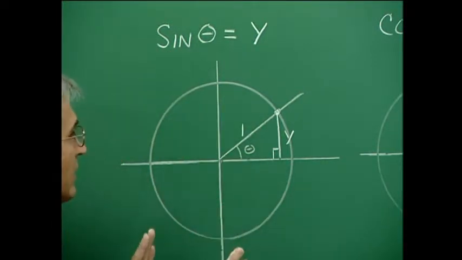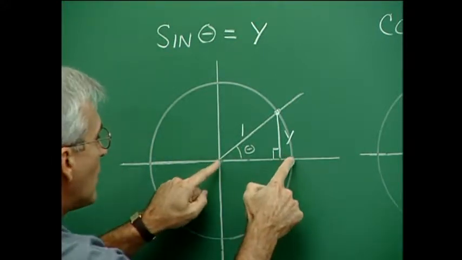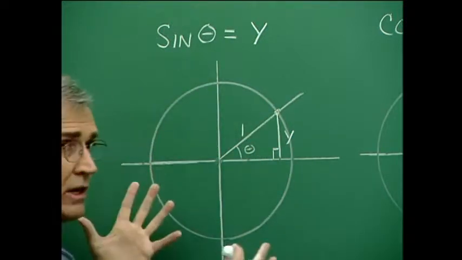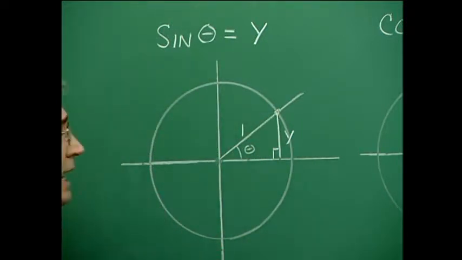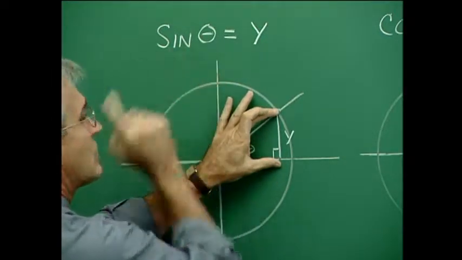That's all we need to do. Now let's realize we're talking about a unit circle here. And so this distance is 1, that distance is 1, this distance is 1, that's 1, you see, all the way around. Okay, now with that in mind, let's see what happens to the value of y and therefore the value of the sine of theta.